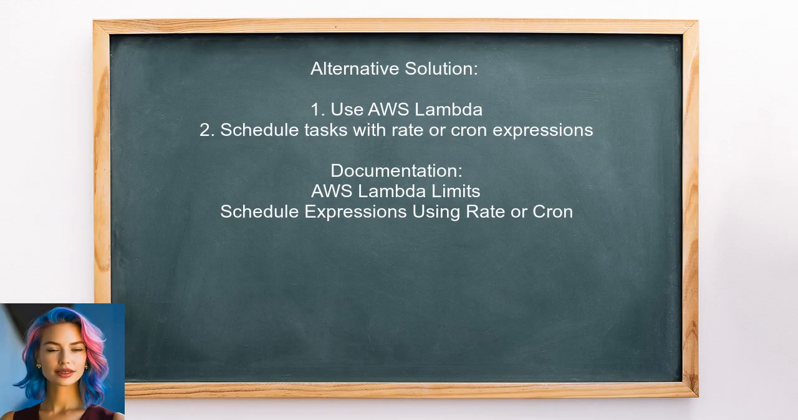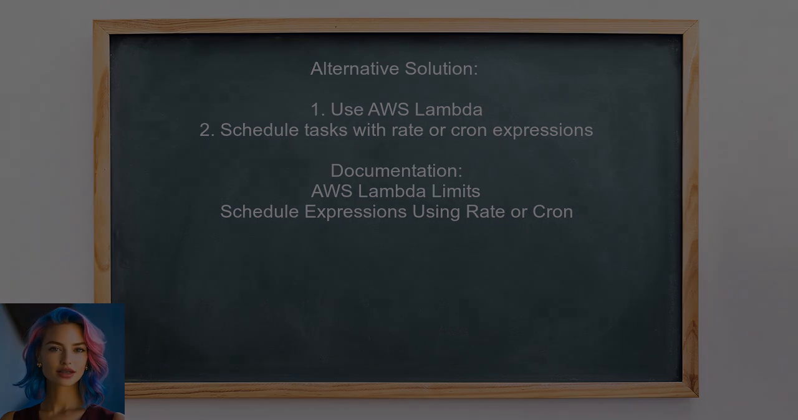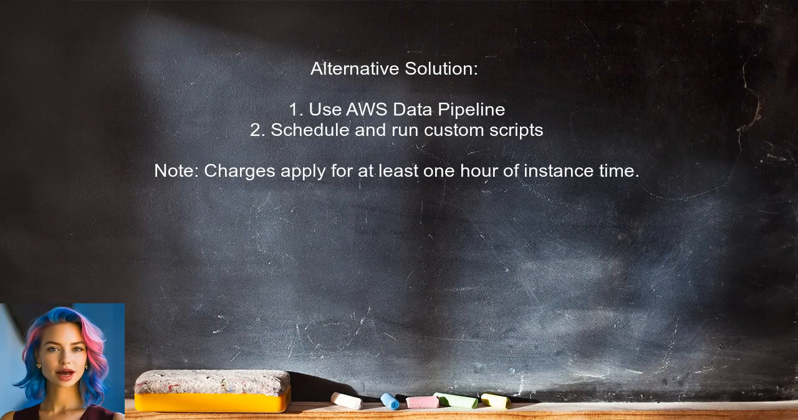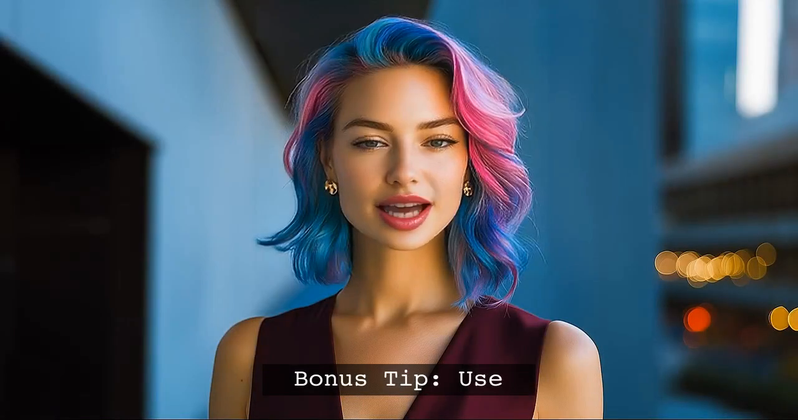One alternative solution is to use AWS Lambda for your periodic tasks. If your check takes less than 300 seconds, you can schedule it with Lambda using rate or cron expressions. This is a straightforward option. If your task exceeds the Lambda limits, consider using AWS Data Pipeline. It's easy to schedule and run custom scripts periodically, but keep in mind it charges for at least 1 hour of instance time.